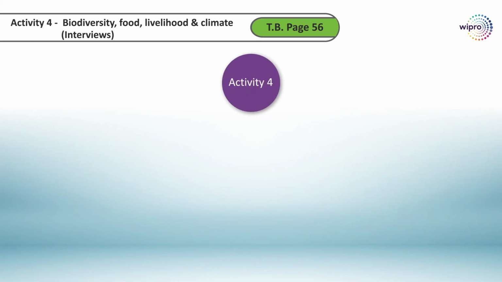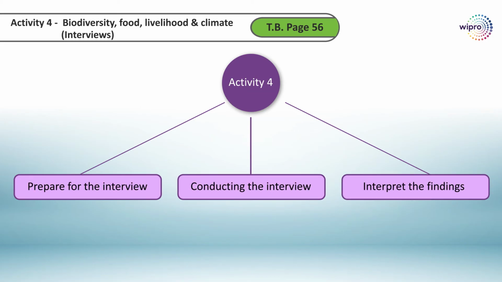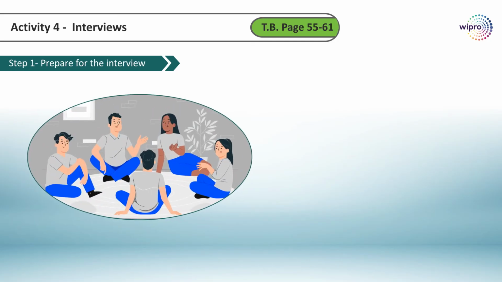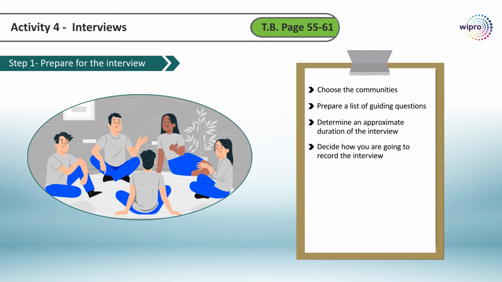This activity is further divided into 3 parts: prepare for the interview, conducting the interview, interpret the findings. Let's look at it in detail. Step 1. Prepare for the interview. Choose the communities you will interview and how many people from each community you will interview. Prepare a list of guiding questions you would like to ask and get feedback from your teacher. Determine an approximate duration of the interview so you can inform the interviewees in advance. Decide how you are going to record the interview, taking notes, audio recording, or both.